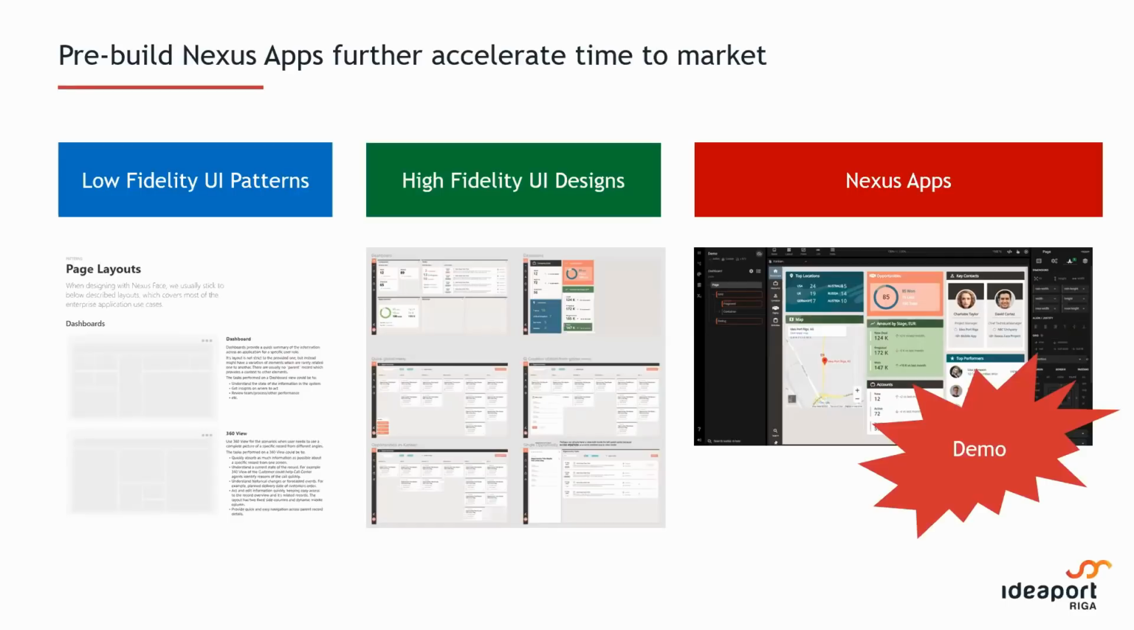Then as we move to high-fidelity UI design, typically we would use Figma for that, and Nexus applications also exist in the Figma format. So whenever we need to do the prototyping or take an existing Nexus application and change it to fit customer needs, we're not starting from scratch, but instead we're using some of the assets that we have pre-built. And I think the coolest part, which we will be demoing today, is Nexus apps, which take the designs and have them implemented in Nexus Face. Again, the whole idea is that we further speed up Siebel UI transformation time, so we accelerate time to market.